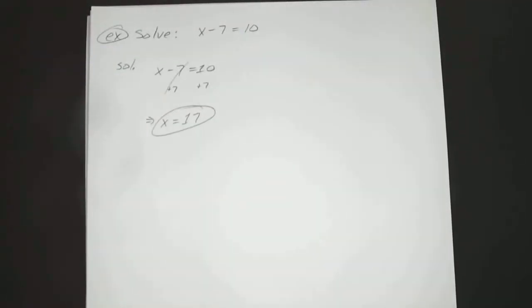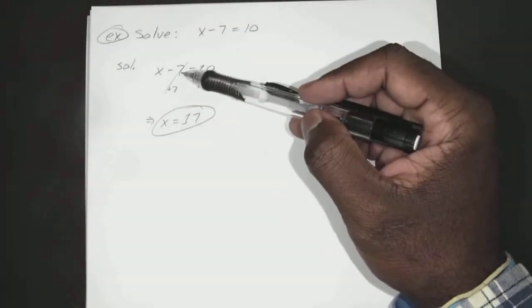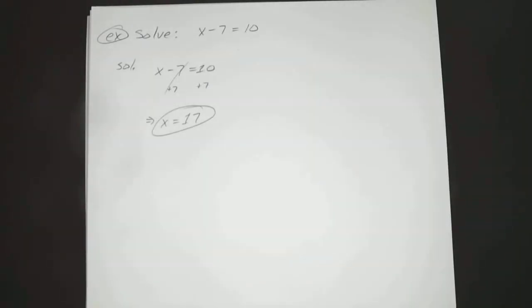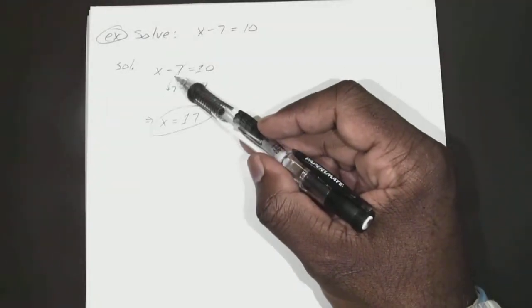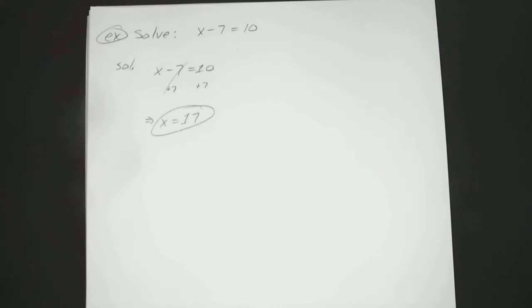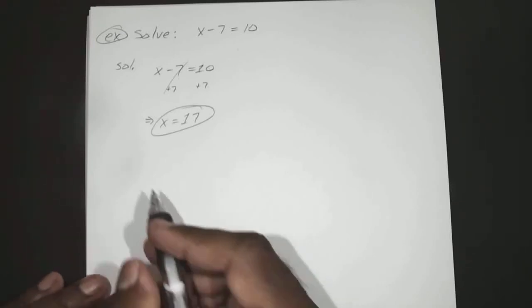So all we did was do the same thing to both sides. If this would have been x minus 8, we would have added 8 to both sides. If this would have been x plus 4, we would have subtracted 4 from both sides. Anything to get rid of the numerical value, because all we want is the x value by itself. Does that make sense? All right.